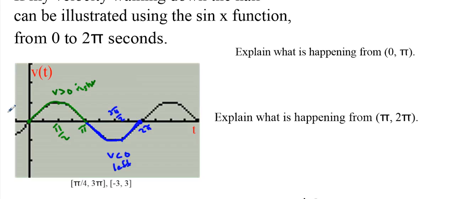Now, let's think about this and see what's happening. Explain what is happening from 0 to pi. Well, from 0 to pi, because our velocity is positive, we're moving away, or to the right of the object. We're moving away from where we originally started, which was right here at 0, 0, or we're assuming 0, 0. So then what happens when we go starting at pi? Because the velocity is negative, we're moving left, toward the initial position.